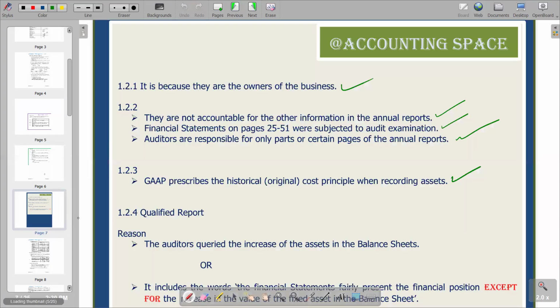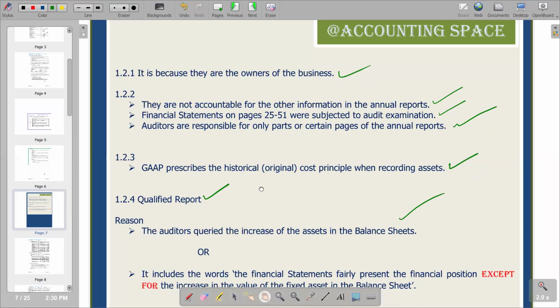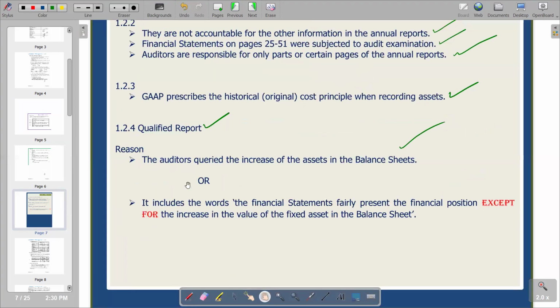So we have to go to the other section. You see that it is a qualified report, but the reason why we are saying so is that the auditors queried the increase of the assets in the balance sheet. That's the main reason that we have identified. But we can also come up with a response by saying it includes the words the financial statements fairly present the financial position, except for the increase in the value of the fixed asset in the balance sheet. The words except for indicate that there are one or two issues that are not complying with what is required. So in that scenario, we call it a qualified report.